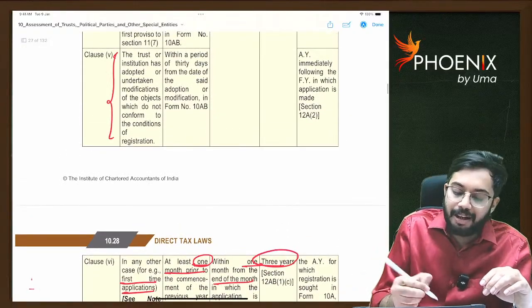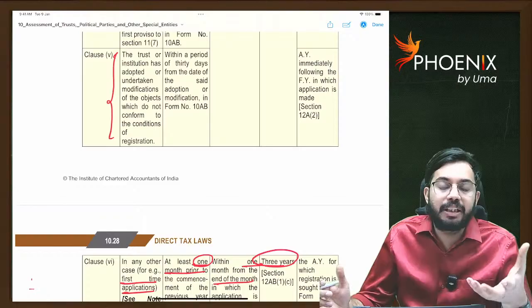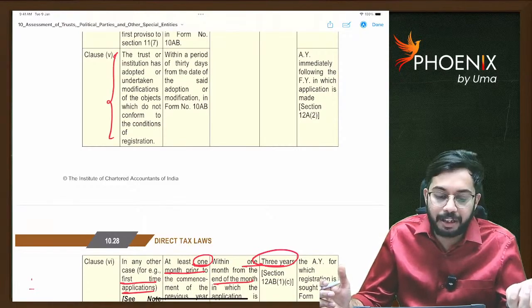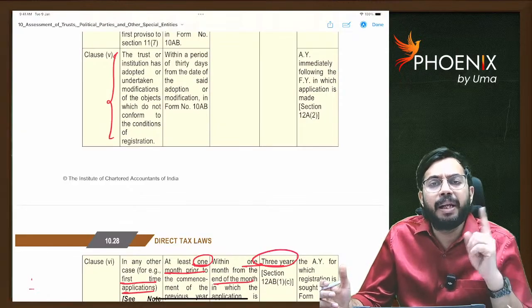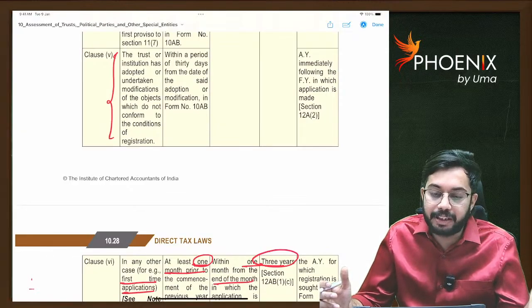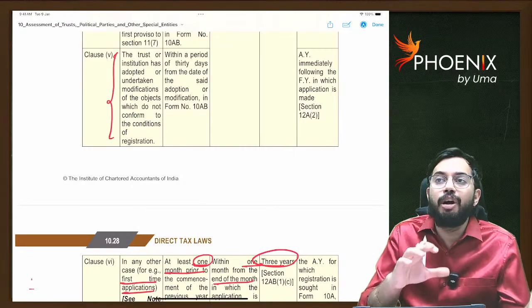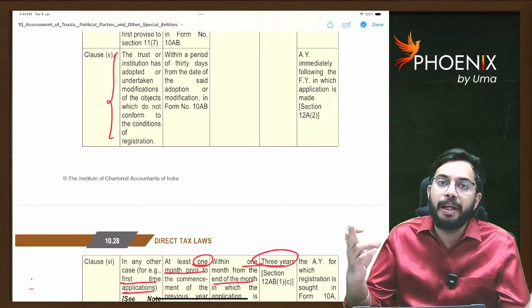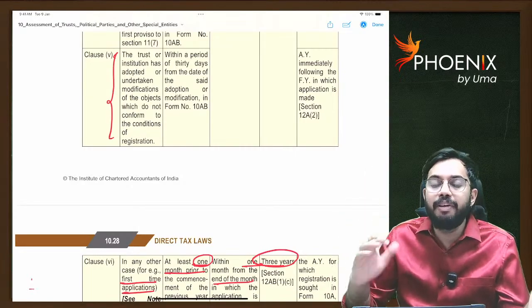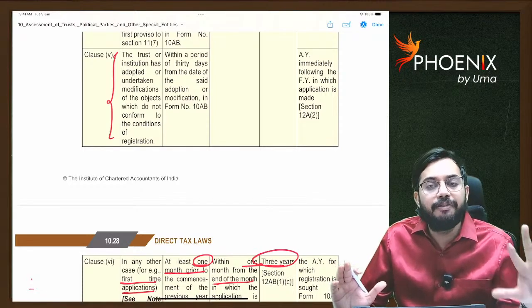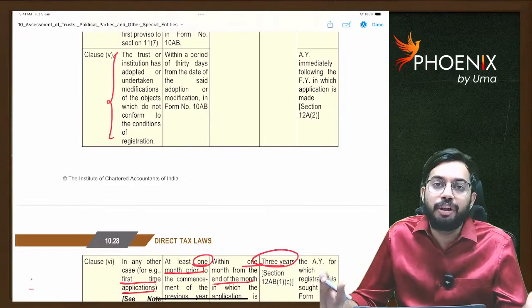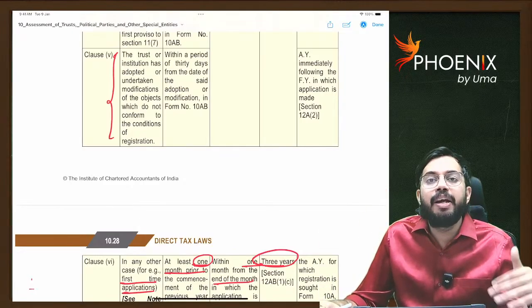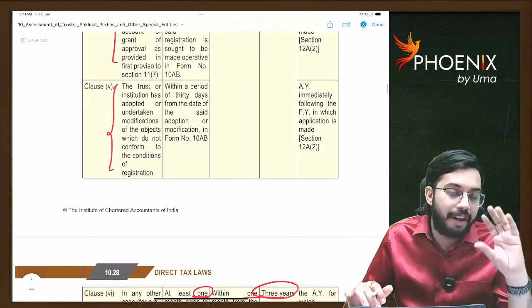Next, there is modification of objects of the trust. If there is modification of objects of the trust, then also the trust is required to make an application for change of objects. Within 30 days from the date of change of objects, it should make the application. The officer will go through the entire documentation. If he is satisfied, he will grant registration. Otherwise, he will cancel the modification of objects. Okay, if he grants registration, again it is valid for 5 years.